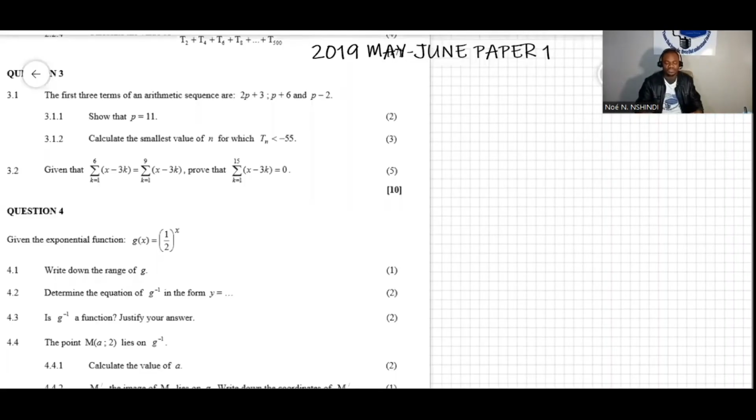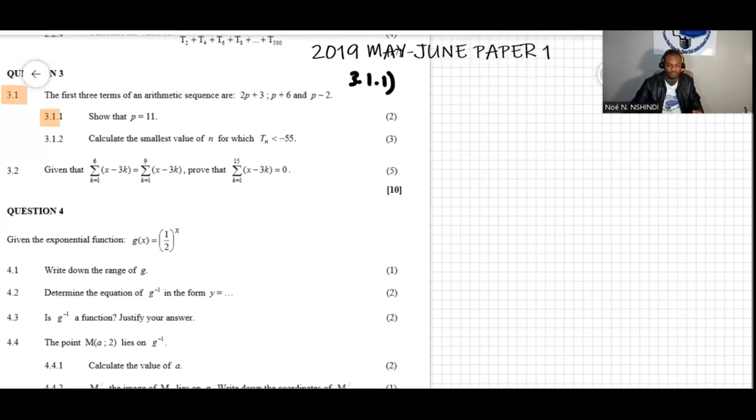We have another question here. Question 3. Question 3.1 says the first three terms of an arithmetic sequence are 2p plus 3, p plus 6, and p minus 2. Now, the question says 3.1.1: show that p equals 11. Okay, so I'm going to write the question over here. 3.1.1.